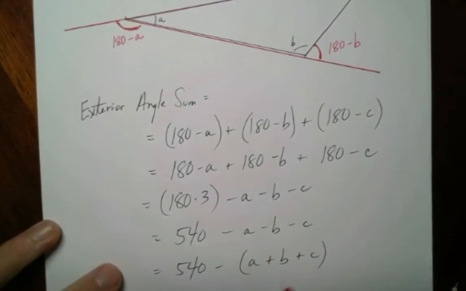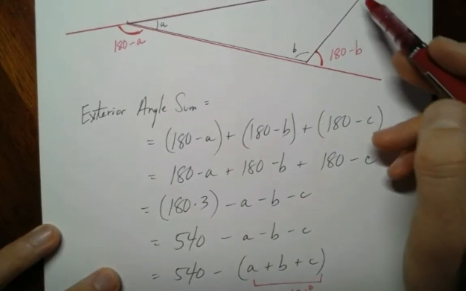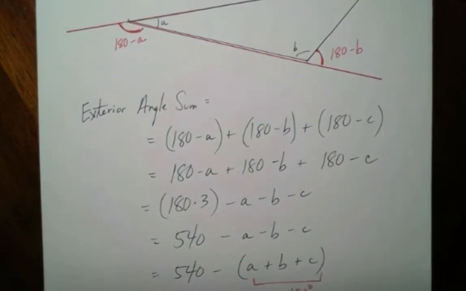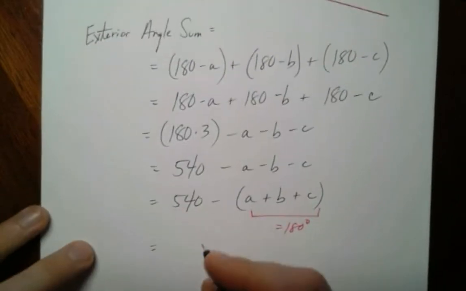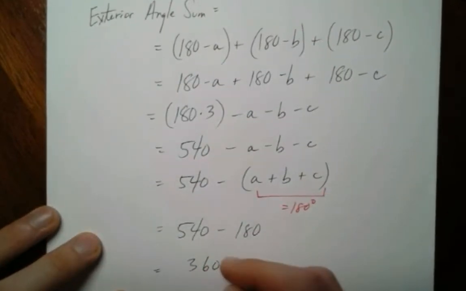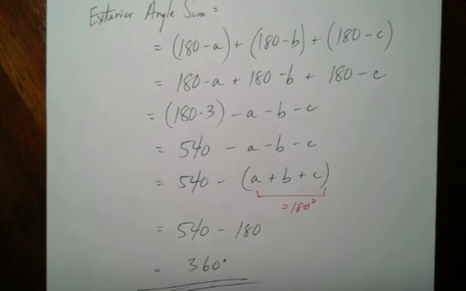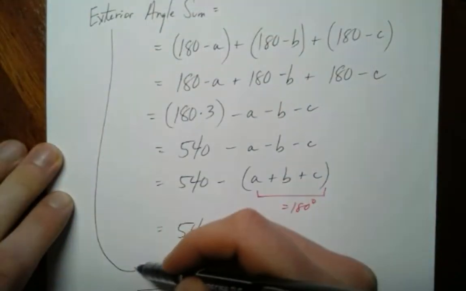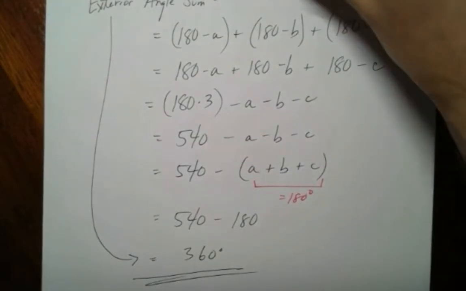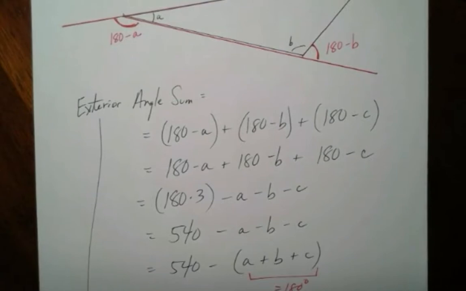Okay, but what does this equal? This equals 180, because that is the interior angle sum of the triangle, right? A plus B plus C has to be 180. So this is just 540 minus 180, which is 360. So the exterior angle sum of the triangle equals 360. And what we'll see is that the same thing happens for all polygons.